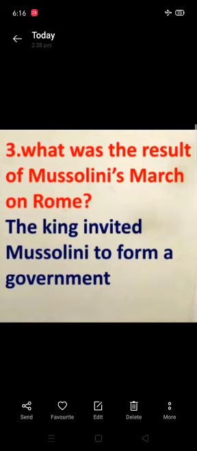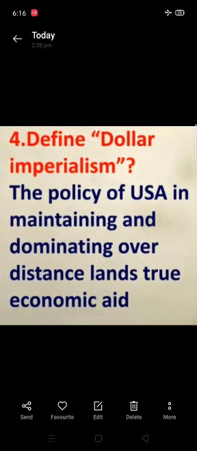What was the result of Mussolini's march on Rome? The king invited Mussolini to form a government. Define dollar imperialism. The policy of the USA in maintaining and dominating over distant lands through economic aid.